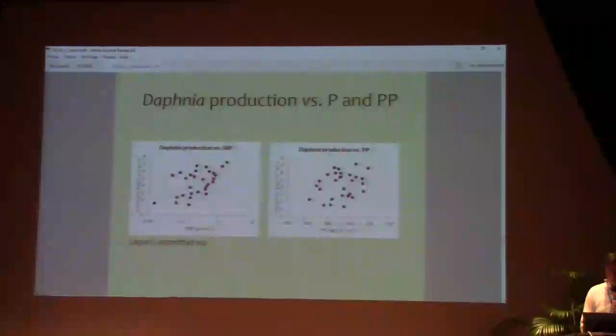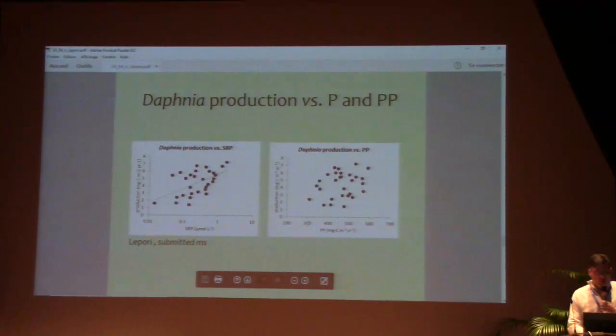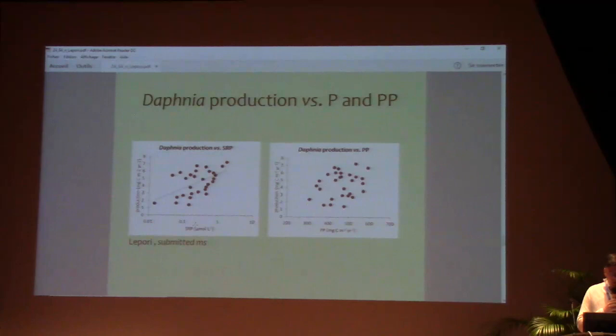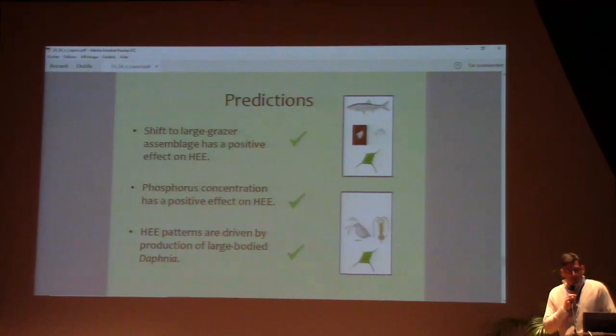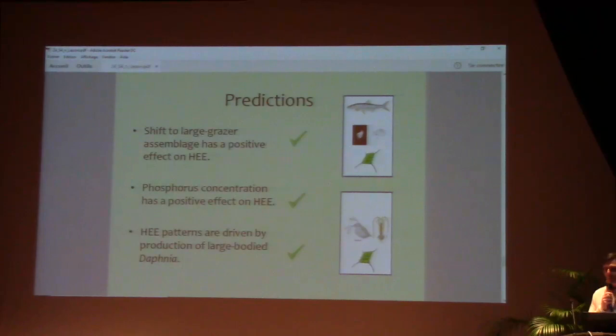And finally, for the results, I want to show you the relationship between Daphnia production, which is here on the y-axis, and the concentration of phosphorus on the x-axis, and the primary production in the lake, which is here on the x-axis. What this slide is showing us is that there was a positive relationship between the production of Daphnia and the concentration of phosphorus in the lake, but there was no relationship between the production of Daphnia and primary production. So, in as much as phosphorus concentration can be considered a proxy for the quality of food for Daphnia, this result is telling us that Daphnia was probably more controlled by food quality than by food quantity, which is represented here by primary production.